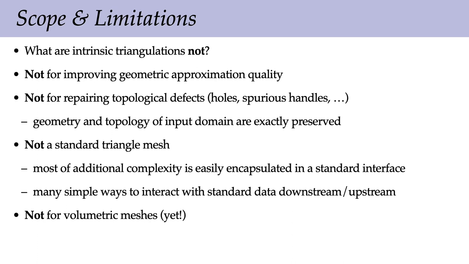The other big issue that we have to grapple with is that an intrinsic triangulation is not a standard triangle mesh. I mean, that's what makes it interesting. That's what makes it powerful. But that also adds some complexity when you're trying to interface this intrinsic mesh with other algorithms, you know, upstream or downstream. The good news is that a lot of the additional complexity can actually be encapsulated in a standard software interface. So we're going to see that the way that you write algorithms on an intrinsic mesh really looks very much like the way you write algorithms on a standard triangle mesh. And there's also a lot of different ways to interact with standard data upstream and downstream, basically coming out of that black box.